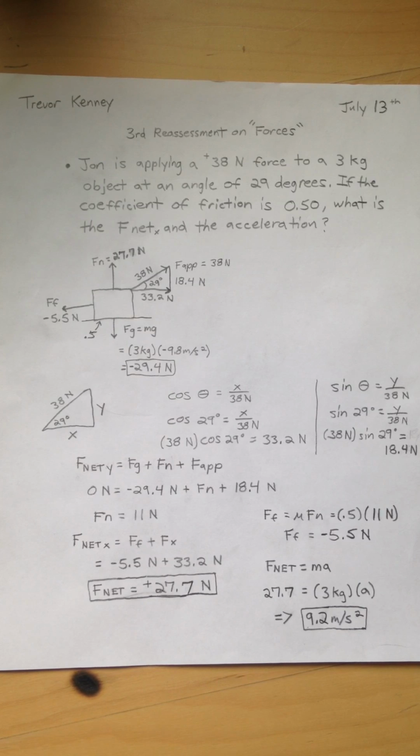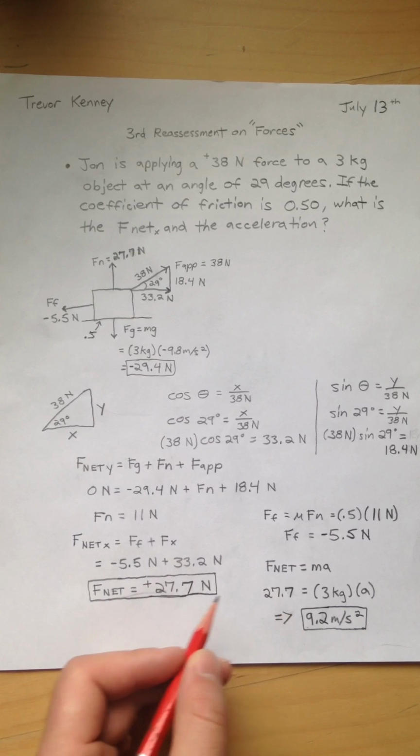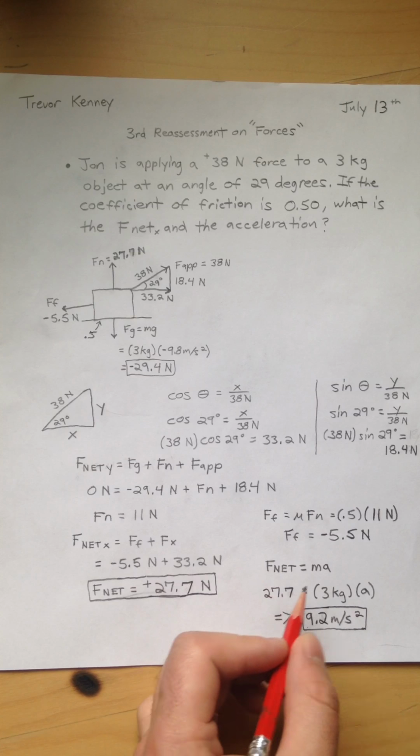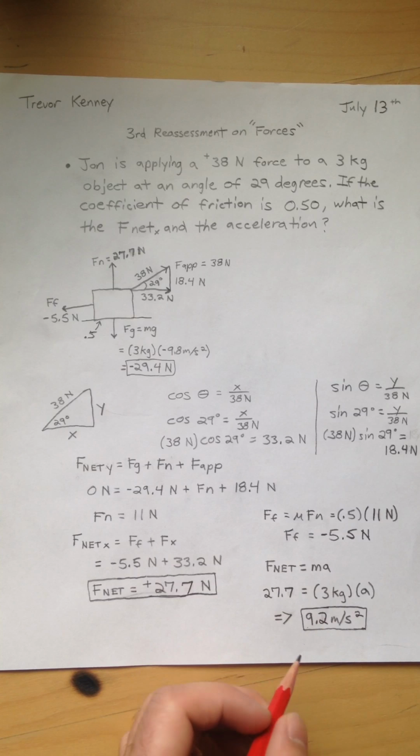Alright, now quickly you can solve the acceleration. We have F net, which equals mass times acceleration, and we have our F net and our mass. A little algebra, and you get 9.2 meters per second squared as our acceleration. And this is my third reassessment on forces.